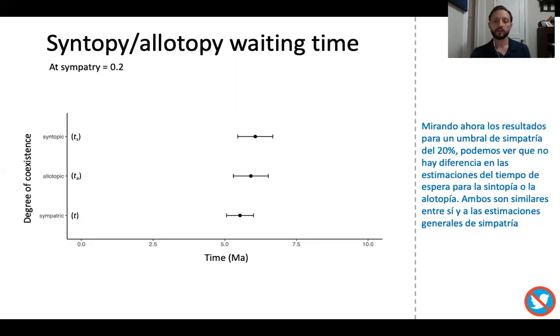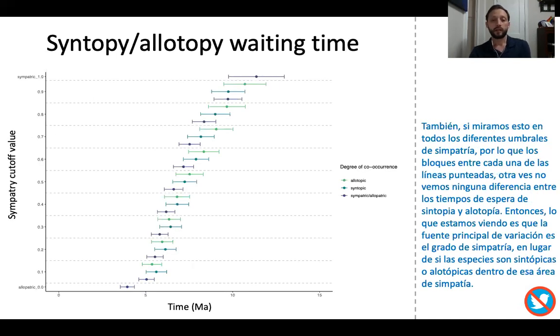Looking now at the results for just a sympatry threshold of 20%, we can see that there's no difference in the waiting time estimates for syntopy or allotopy. Both are similar to each other and to the overall estimates for sympatry. And again, if we look at this across all different sympatry definition thresholds, so the blocks between each of the dotted lines, we again see that there's no difference between the syntopy and the allotopy waiting times. So what we're seeing is that the primary source of variation is the degree of sympatry rather than whether species are syntopic or allotopic within that area of sympatry.